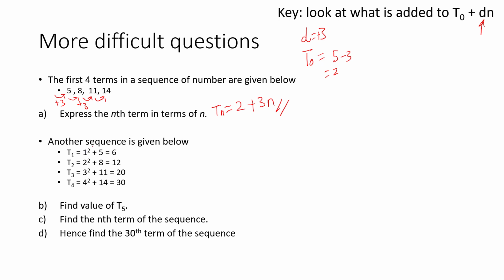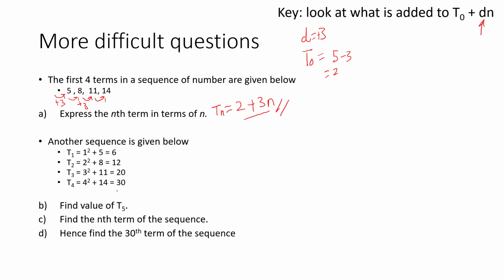The next part, another sequence is given below. Find the value of term 5. So at first, if you look at this, term 1 is equal to 6, term 2 is equal to 12. There's no real pattern. But recall the key: look at what they add to the term n. This is actually term n because term n is equal to this. What they are adding to term n is actually 1 squared, 2 squared, 3 squared, and 4 squared.